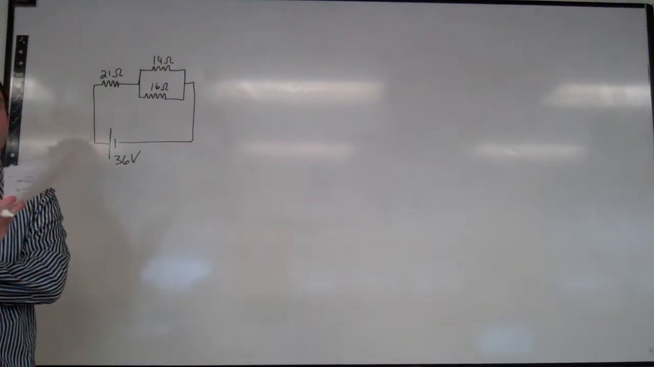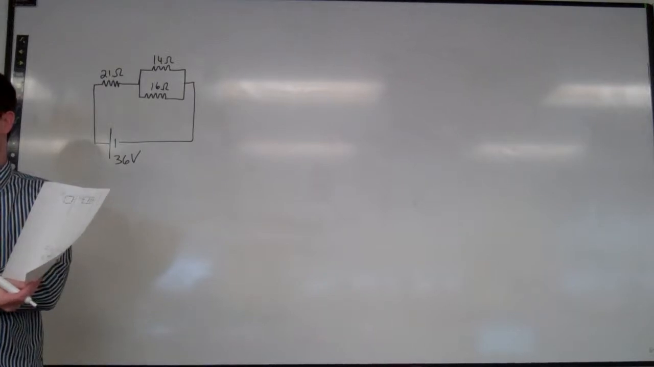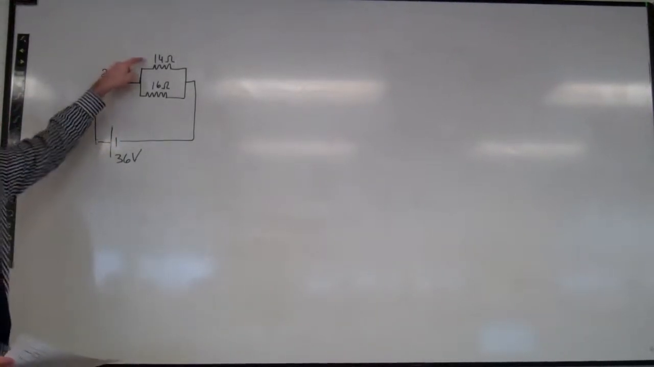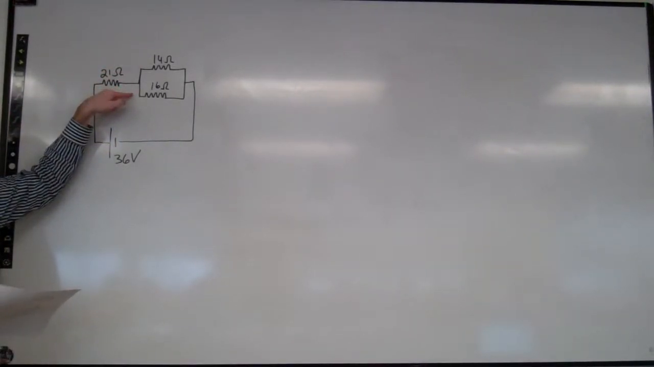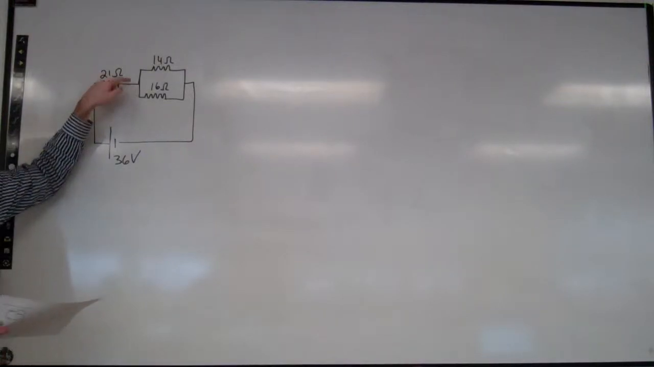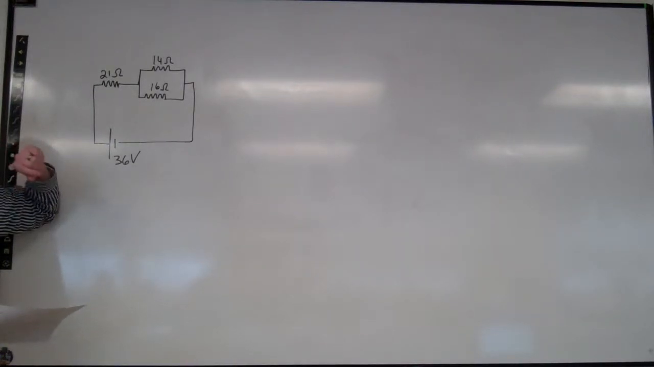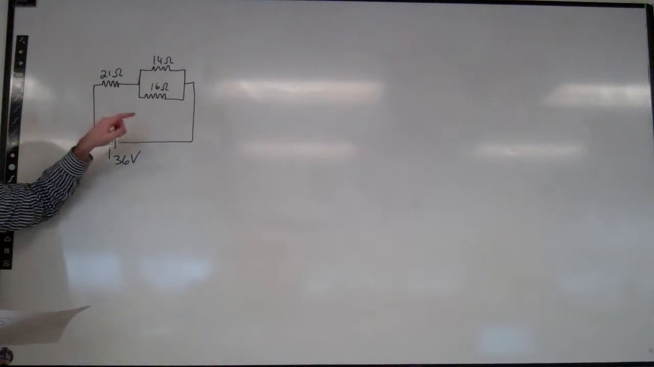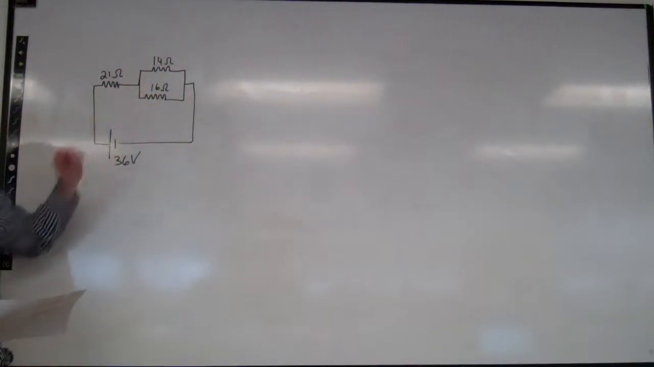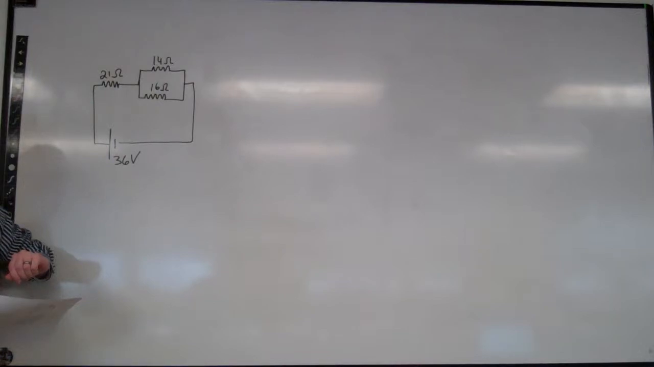This one is a combination of series and parallel. What are these two? Are they in series or parallel with each other? Parallel. 14 and 16 are in parallel with each other. There are two paths through that part, so the current can go through one or the other, not both. Does that make sense to everybody? Yes. What about this whole thing with the 21? Are they in series or parallel with each other?